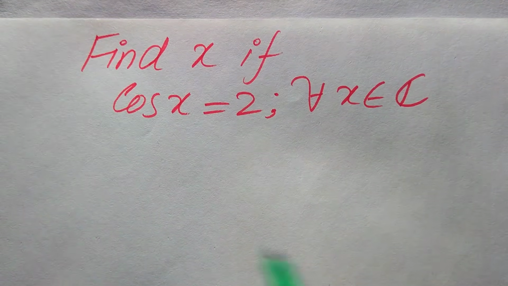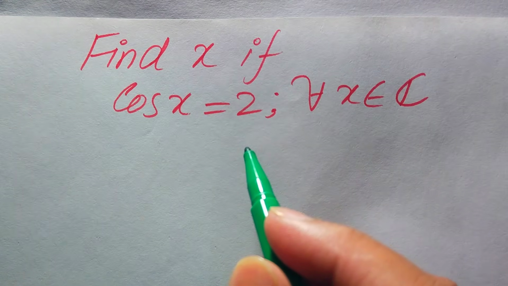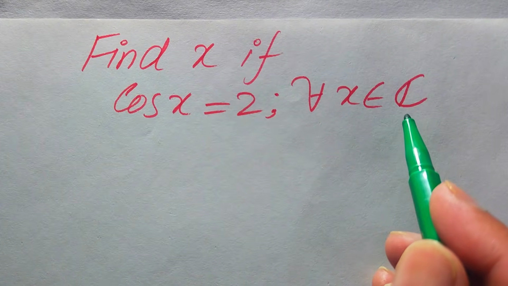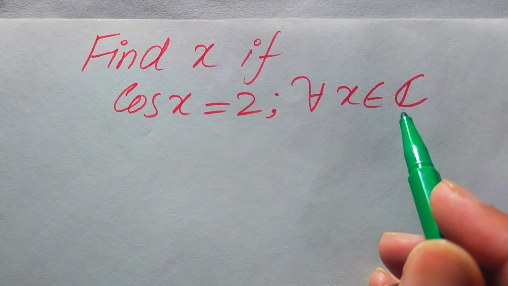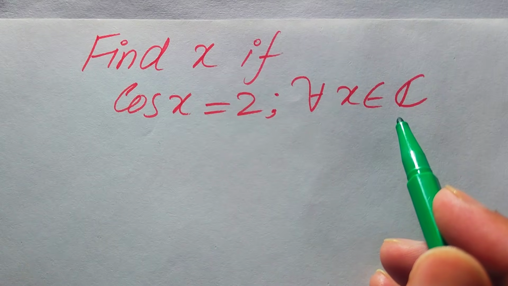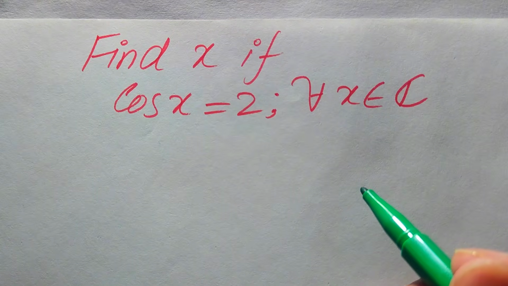So here we have cos x equals 2, and we solve this problem for all the values of x. But remember one thing: our x must be a complex number. It means that we solve this problem only for complex values of x. The very first thing we are going to do is use the nice Euler's formula.